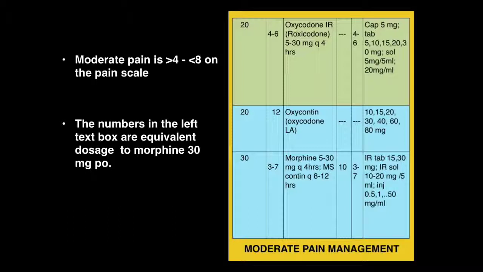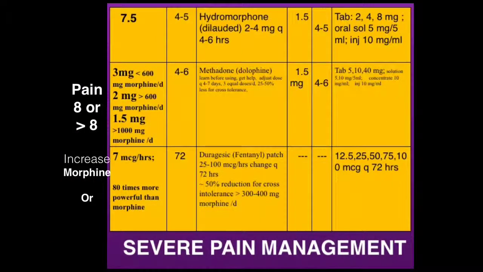For moderate pain, which is between 4 and 8, you can use the NSAID, adjuvant analgesics, and add the oxycodone, OxyContin, MSIR, immediate release morphine, or MS-Contin, which is long-acting morphine. Here, the oxycodone is 20 milligram equal to 30 milligram of morphine. So remember that. Oxycodone is stronger, 1.5 times the morphine.